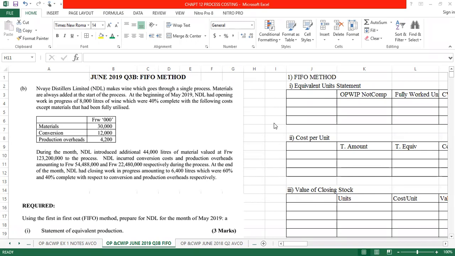Materials are always added at the start of the process. At the beginning of May 2019, NDL had an opening work in progress of 8,000 liters of wine, which were 40% complete with the following costs, except material that was fully utilized, except material that was 100% complete. That is the meaning.